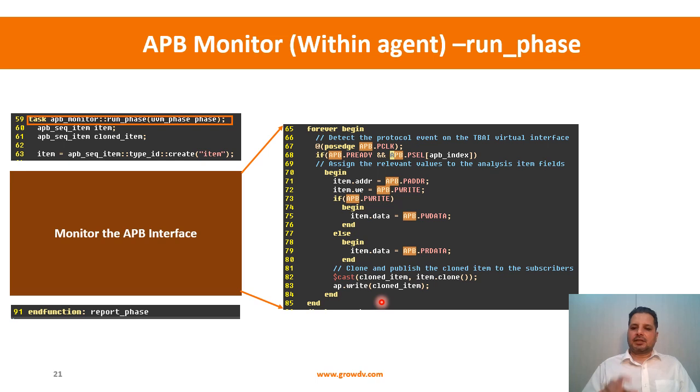Again, I am reiterating that this is not doing all the checks. The checks are done as part of the external protocol monitor. This is just monitoring the interface, and it is creating the transaction, and the main thing is whether it is a read or write, and what is the data that it is capturing and sending out to the scoreboard and the subscribers.